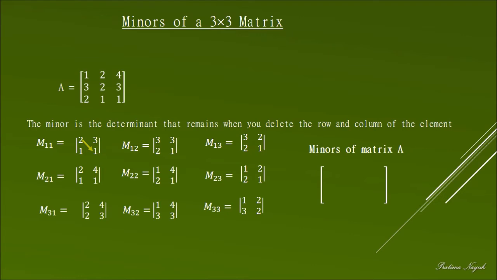M11 will be 2 into 1 2 minus 3, that will be minus 1. M12 will be 3 into 1 3 minus 2 into 3 3, minus 6, is equal to minus 3. 3 minus 4, minus 1. 2 minus 4, minus 2. 1 minus 8, minus 7. 1 minus 4, minus 3. So next will be 6 minus 8, minus 2. 3 minus 12, minus 9. 2 minus 6, minus 4.